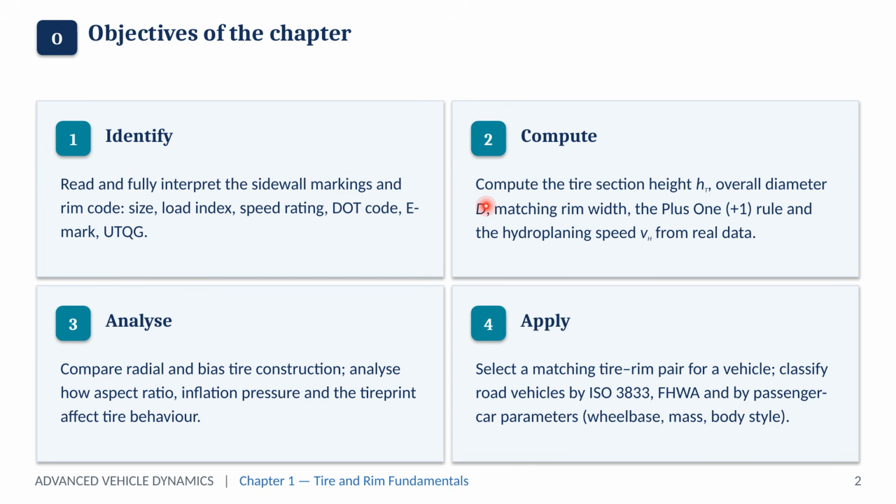Third, analyze. Compare radial and bias construction and analyze how the aspect ratio, the inflation pressure, and the tire print affect tire behavior. Finally, apply. Select a matching tire and rim pair for a vehicle and classify road vehicles by ISO 3833, by FHWA, and by passenger car parameters such as wheelbase, mass, and body style.